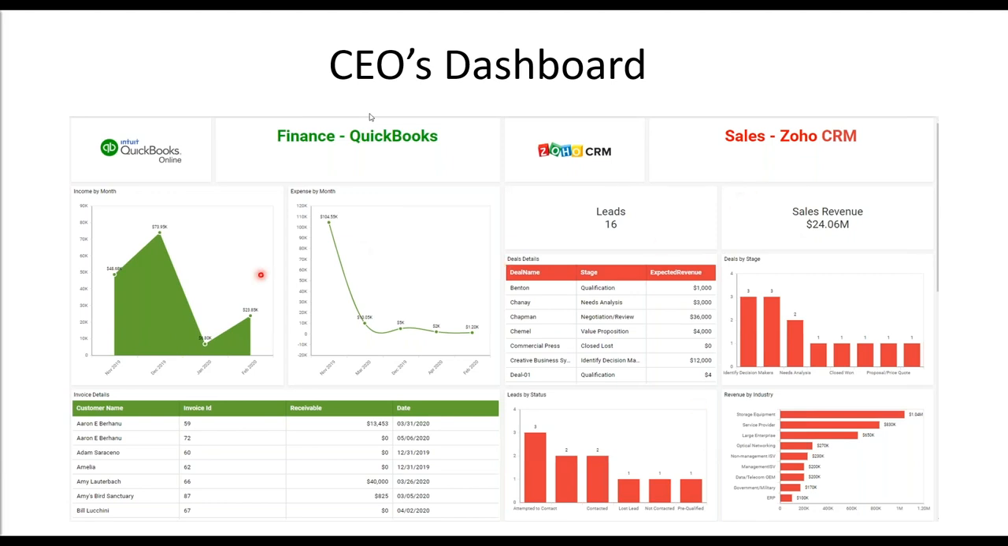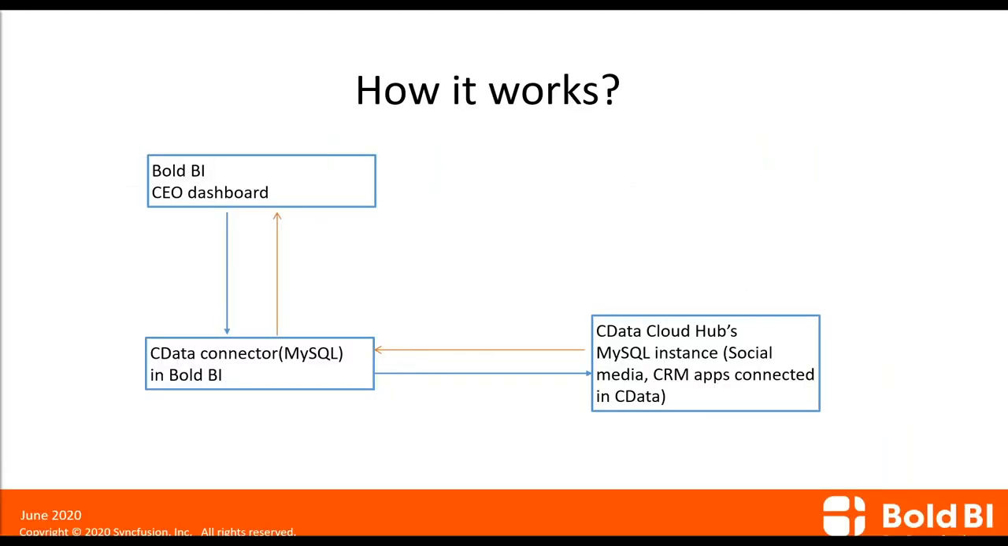And the finance, CRM, and social media apps are connected in CData Cloud Hub. To give a quick overview of how it works, the CEO dashboard I just showed is a cloud-to-cloud integration with CData Cloud Hub and Bold BI. To explain it as a three-step process, the dashboard widgets communicate with the CData connector of Bold BI. And the CData connector is nothing but a MySQL database connection, which is talking to the cloud MySQL instance that belongs to CData. And that CData MySQL is the one where the CRM and finance apps are configured, extracted, and stored, like the one which Gerard showed. He was in CData Cloud Hub. He just connected Twitter and the needed data will be extracted and stored in MySQL.